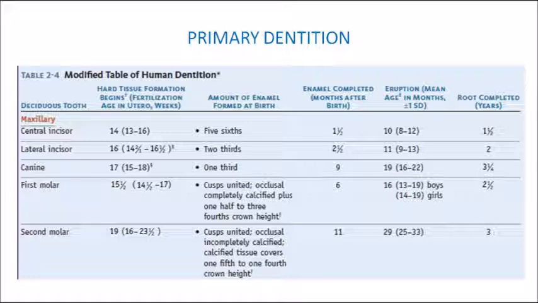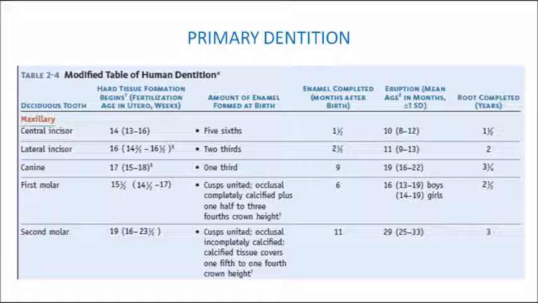The occlusal is completely calcified, plus 1/2 to 3/4 of the crown height is also calcified. For the second molar, again the cusps are united, and the occlusal is incompletely calcified. So please note that among the molars in the upper arch, only the primary first molar has its occlusal portion completely calcified, whereas in the second primary molar the occlusal is incompletely calcified and the calcified tissue covers 1/5 to 1/4 of the crown height.